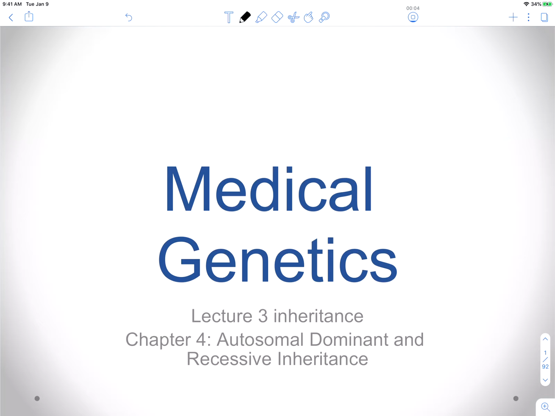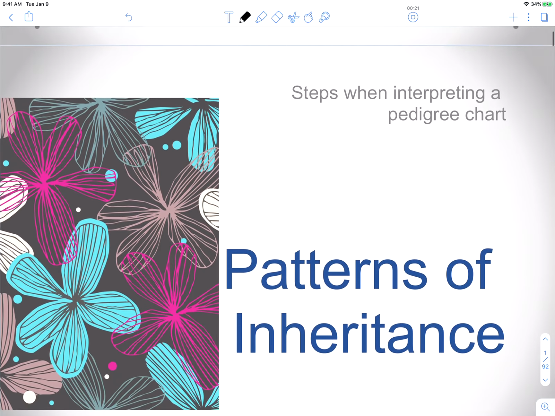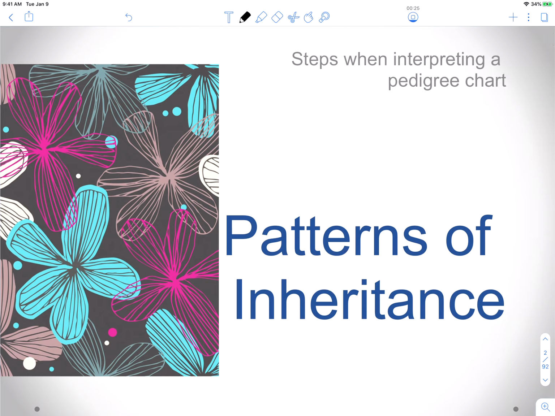Okay, so this is the first part of Lecture 3, which is about inheritance. For the first part, we're going to talk mostly about autosomal dominant and recessive inheritance. We will talk a little bit about X-linked inheritance, but more of X-linked inheritance will be in part 2 of Lecture 3. Okay, the first thing we want to do is talk about pedigrees.